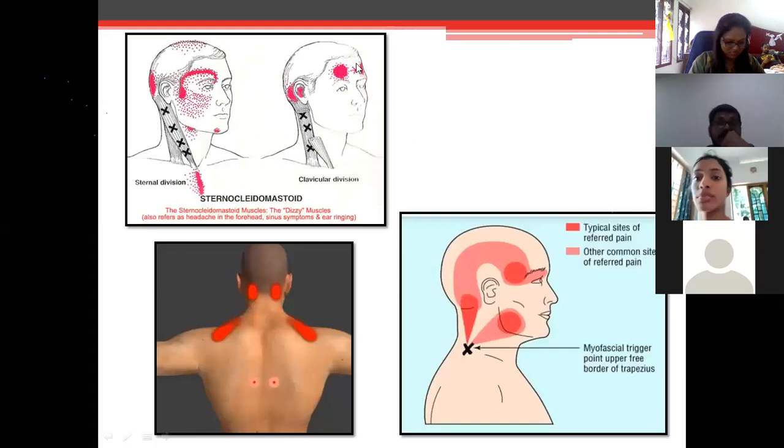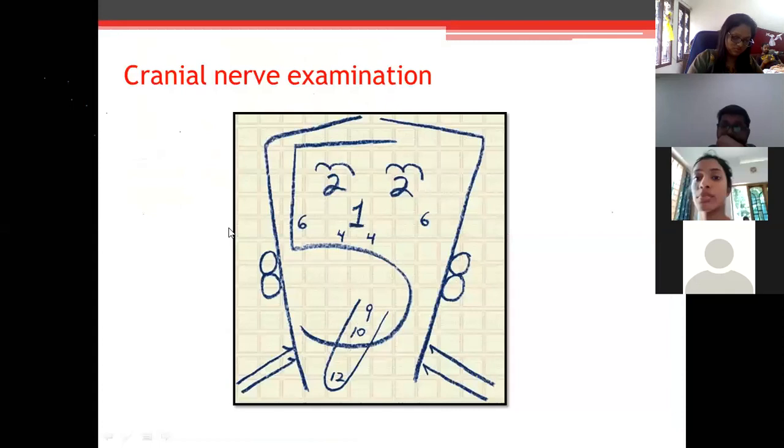Suppose the patient complains of a forehead pain, a pain around the eye, or neck pain, and you find a trigger point over here. You give a local anesthesia infiltration over here, and at the same moment the pain will disappear. These trigger point referred pains will disappear. This is an important thing you can diagnose. Suppose you have a trigger point here and you give an injection in the sternal division of the sternocleidomastoid, the patient's headache will disappear. So this is the diagnostic clue to differentiate this from other pain.